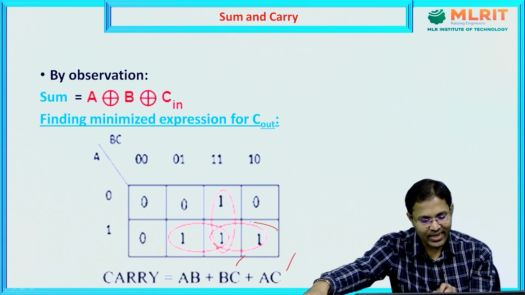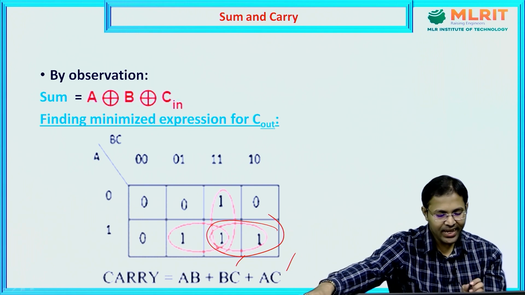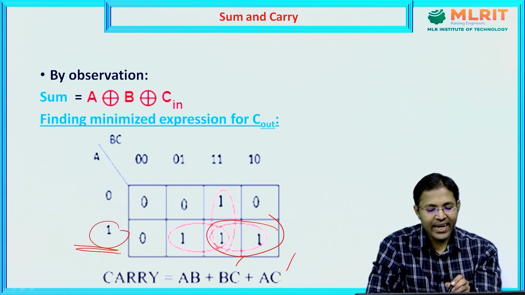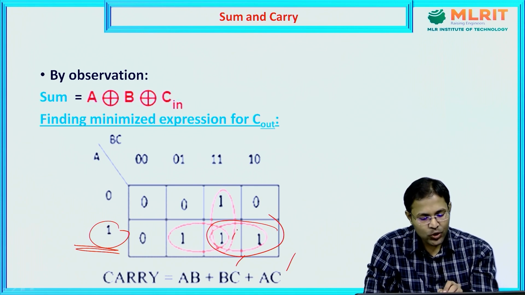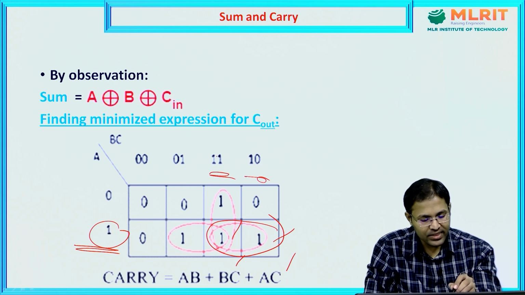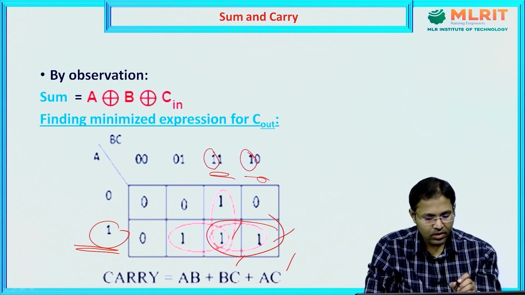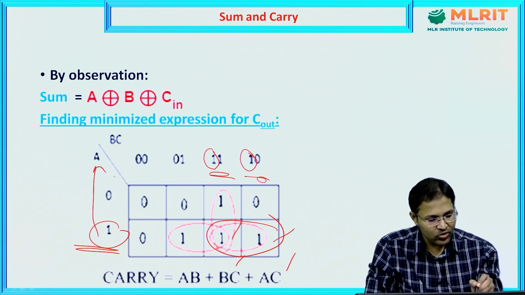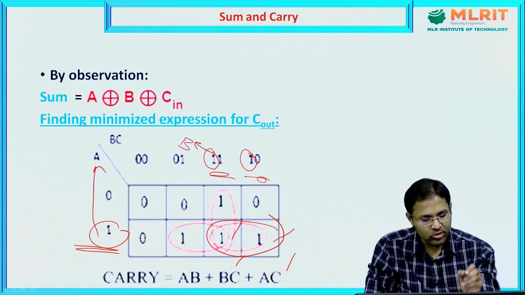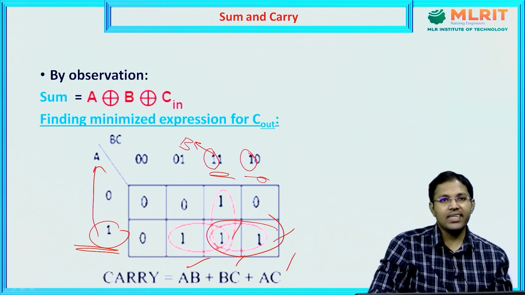Next let us look at this last one. Here again this A is common. In these two we have to check what is common. This first one is common. So this corresponds to A and the first one corresponds to B. So the expression we will get is AB.